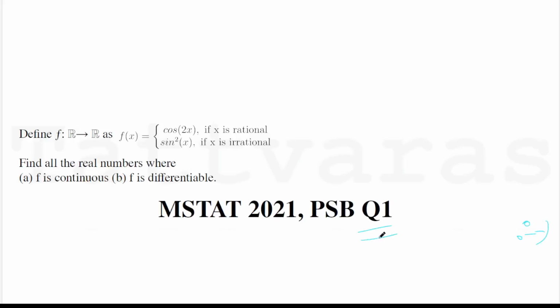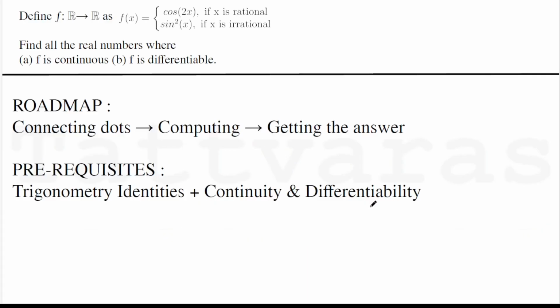Today we will tackle the first problem of ISI MSTAT 2021 PSB. And yes, it's a real analysis problem with an element of trigonometry involved. Quite simple. A function is given and the question is asking which points in the domain would make that function continuous. Second part, which points would make it differentiable.